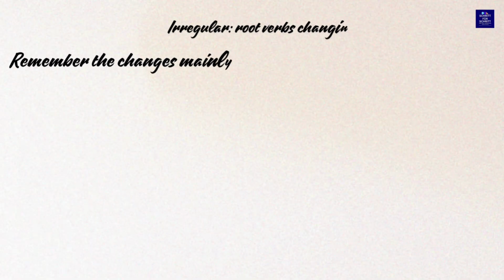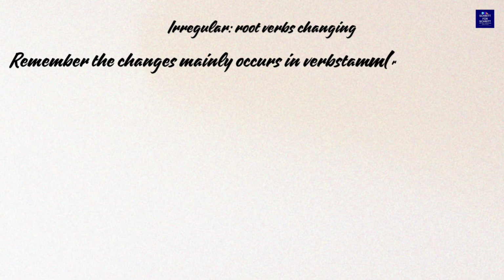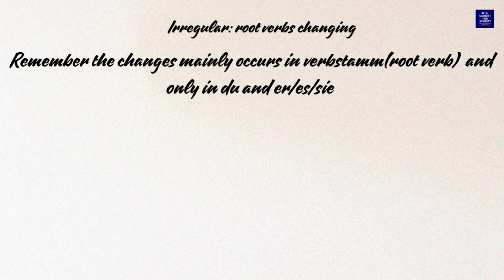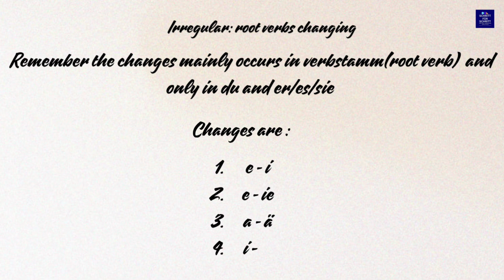So, always remember that the change mainly occurs in the Verbstamm, like the root verb, and only in du and er. The changes that are there are E changes to I, E changes to IE, A changes to A umlaut, I changes to EI. And of course, it does not happen with all the verbs. You need to memorize the verbs in which these changes occur.